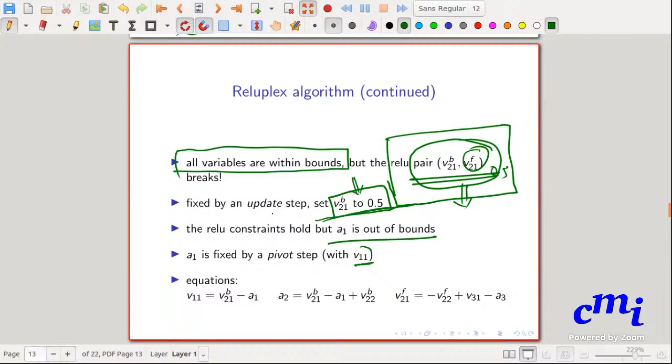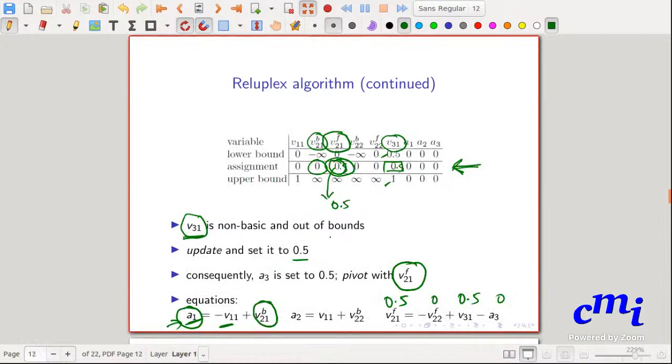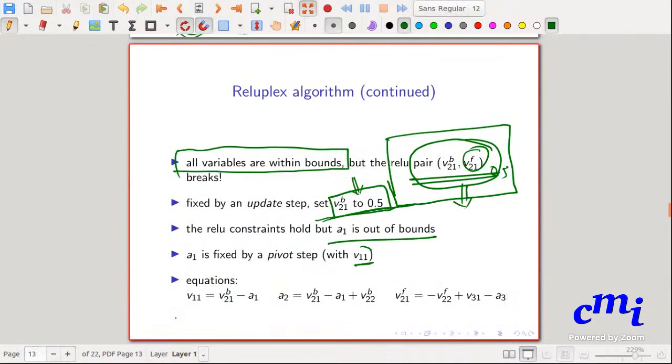And then of course the ReLU constraints are not a problem anymore, but A1 is a problem now, because A1 had to be 0. You have chosen this to be 0.5, so therefore you must choose this to be 0.5. So this is minus 0.5 and this is plus 0.5, so this will become 0, and therefore A1 will be 0. So A1 is fixed by doing a pivoting with V11.